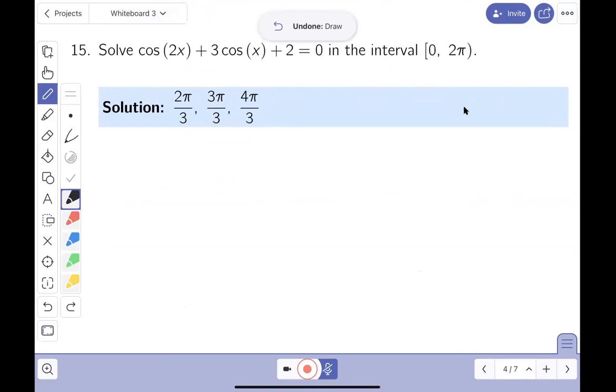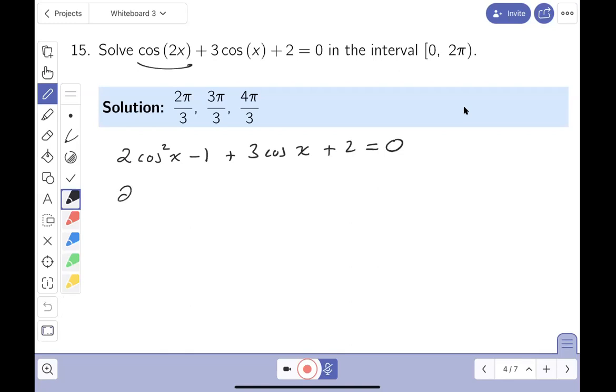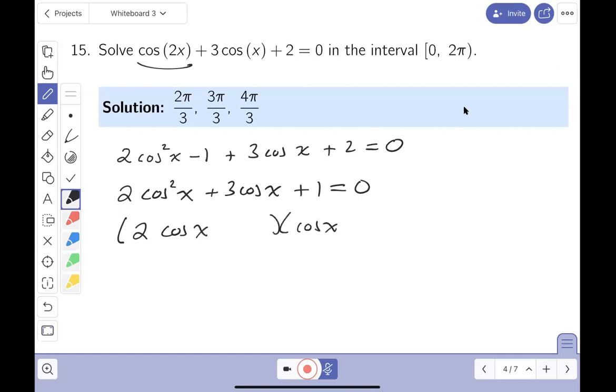So I'm going to write it down as the cosine of 2x is 2 cosine squared x minus 1. That's this guy right here. Plus 3 cosine x plus 2 equals 0. Boy, this is deja vu, isn't it? It's almost like we just did it. A little different though, I know that.